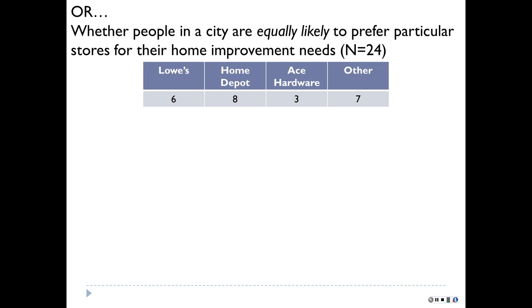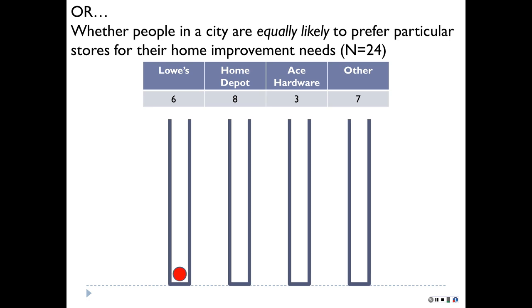So pay attention here to the fact that we had to kind of manipulate this situation so people couldn't say, I have two preferences. Because if you want to use chi-square, each observation can only fall in one category. So you can't put a person here and a person here because they like Lowe's and Home Depot equally. That wouldn't work for chi-square. So you have to have certain situations that work.